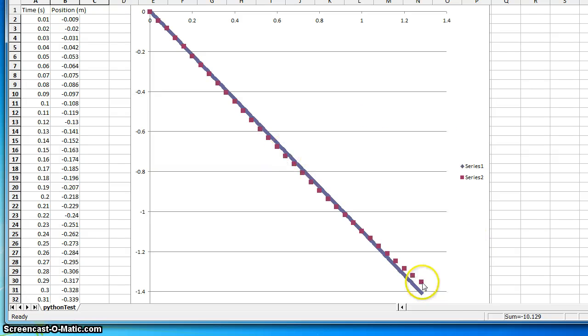Near the end, there's a little bit of a gap, and that I think is caused by a little warp in the table, but pretty good agreement with theory.